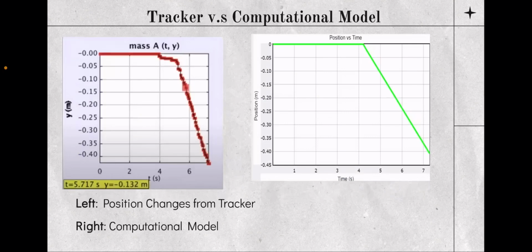Now, some sources of error could include human error when using Tracker, which includes incorrect placing of the center of mass in the video, and there's no effective air drag on the falling object in the Tracker model, which is different than the computational model. But as shown in both models, they're mostly similar, and the differences are slight at best.